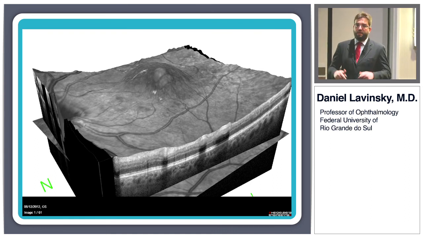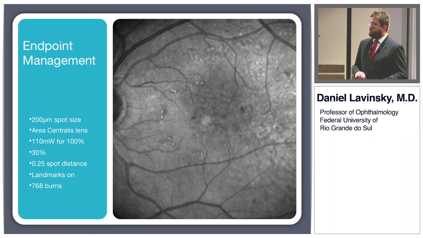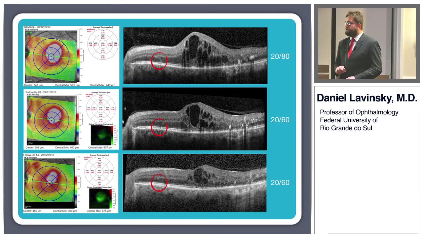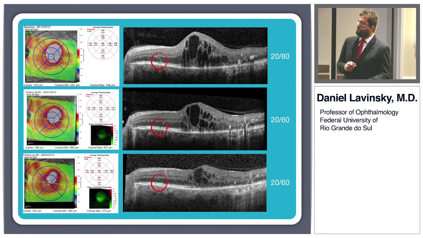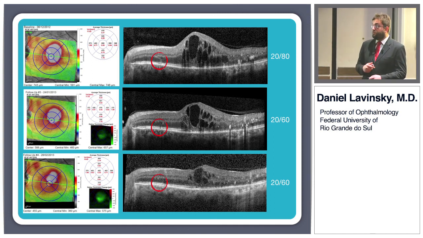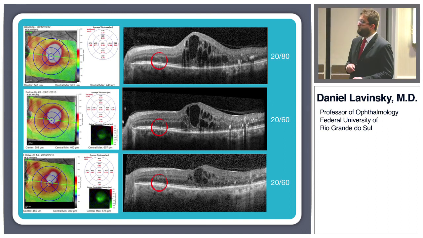So it's a very cystic macular edema in the left eye. Again, landmarks on, 110, so 760 burns. And this is the autofluorescence again. And this is the baseline OCT, and after 1 and 2 months. It's interesting that in OCT we can see the landmark. The landmark will cause damage to the RPE and a little bit of the photoreceptors, and this is very interesting because this is in the posterior pole, in the macula, where the nuclei and the photoreceptors connect to the outer plexiform layer. But when you go to 1 month and 2 months, they are gone.